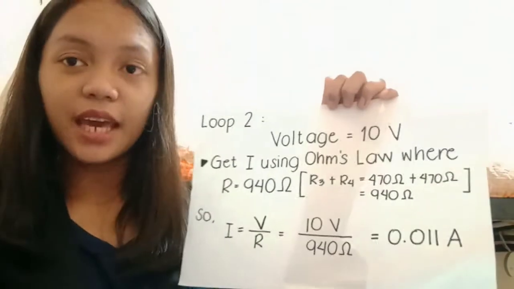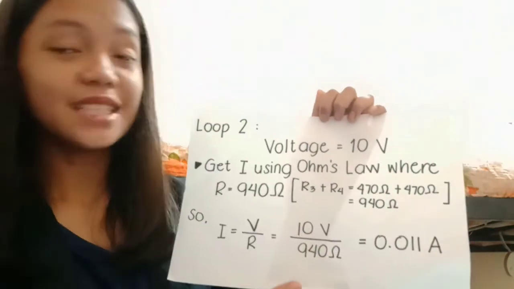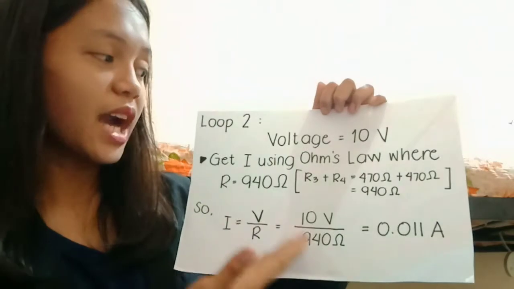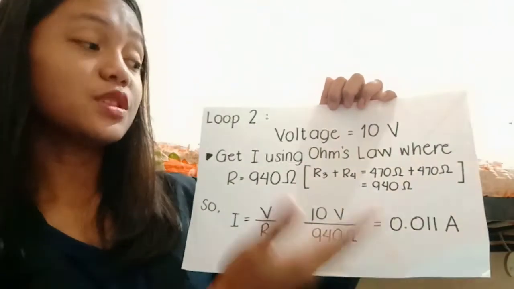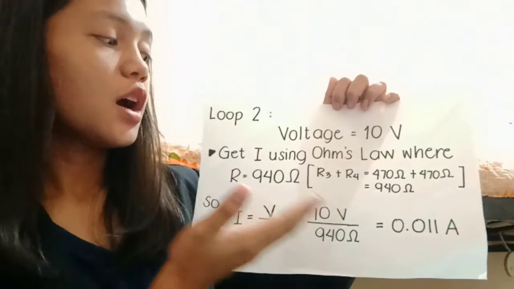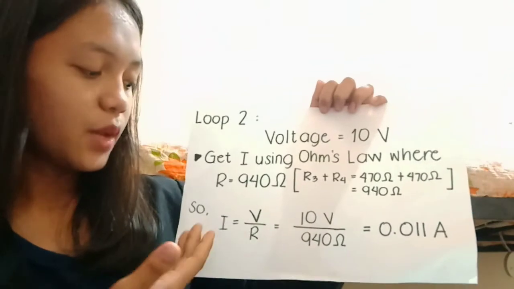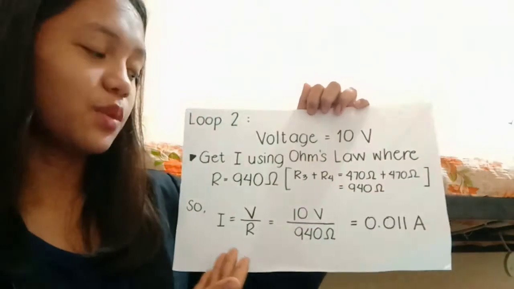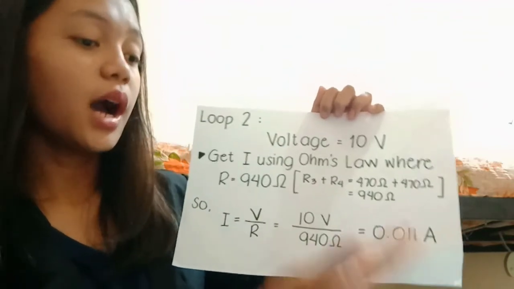where we start taking the voltages for each resistor. So for loop 2, the given voltage is 10 volts. We still get I using Ohm's law, where in this case R is equal to 940 ohms. It was obtained by adding the resistances of resistor 3 and resistor 4. Now we substitute this into our formula, I equals V over R, and get 0.011 ampere.